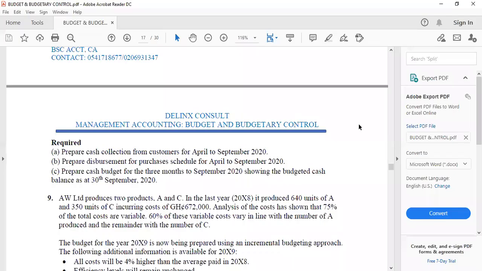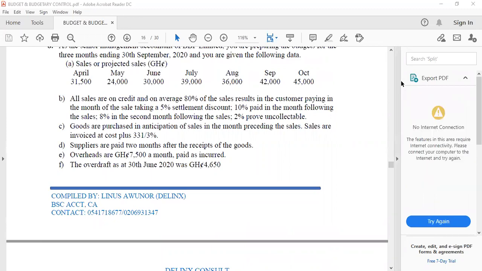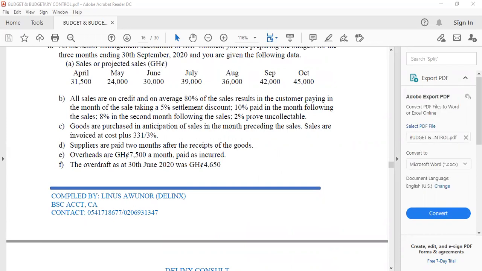But we are not given purchases in the question, but we are given information on how to calculate the purchases, isn't it? Mm. Can we move on? Can we move on? Baba, can we move on?